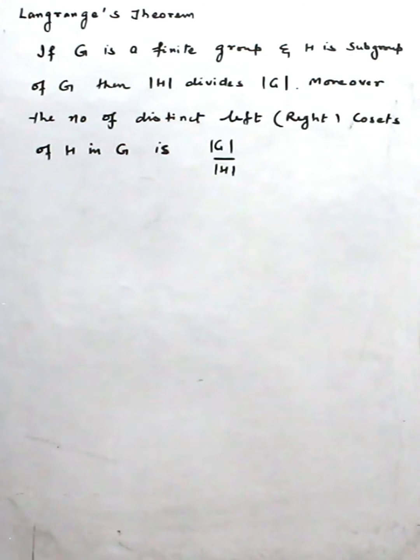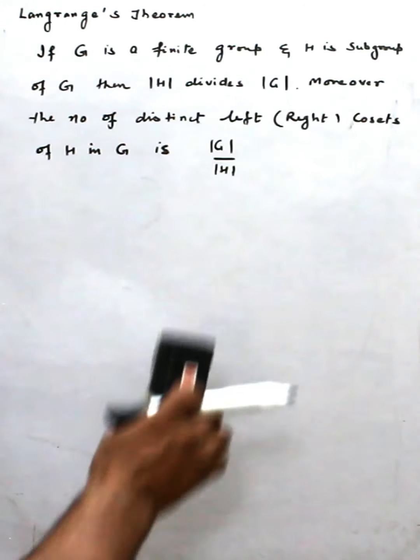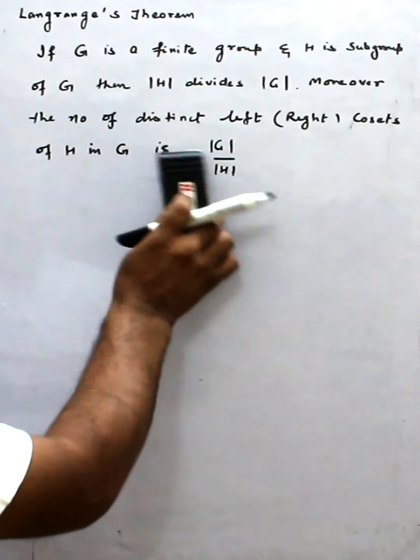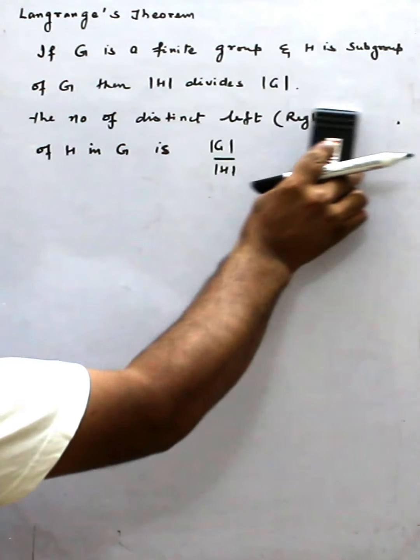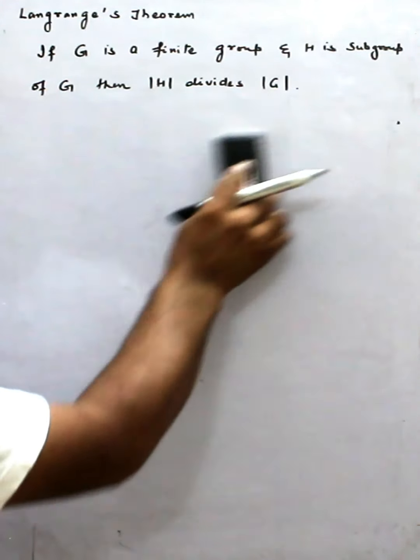Lagrange's theorem: if G is a finite group and H is a subgroup of G, then the order of H divides the order of G. Moreover, the number of distinct left cosets or right cosets of H in G is the order of G divided by the order of H. So the main part of the theorem is this; the other is actually a byproduct, it will come by itself. The main part of Lagrange's theorem is this.